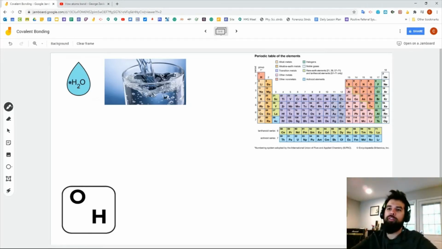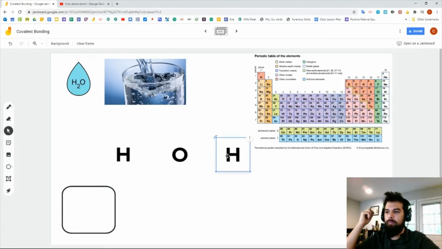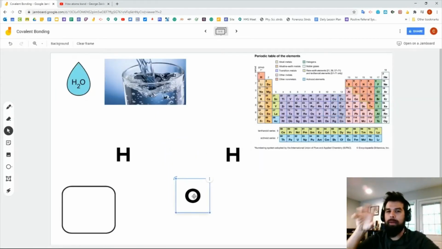The first thing that we're going to do is we're going to look at this formula here to figure out how many actual atoms we need. This 2 right here means that there's 2 H's. And this O doesn't have anything, so there's just one of them. So I've got 1 O and 2 H's. And then what I'm going to do is figure out what the atom in the middle is going to be. And it's pretty easy to figure out. It's the one that you have the least amount of. So if I've got 1 oxygen and 2 hydrogens, oxygen's going in the middle.